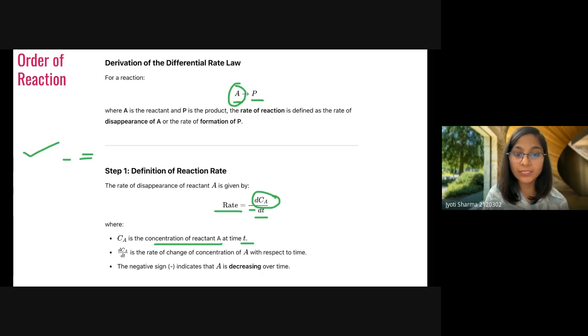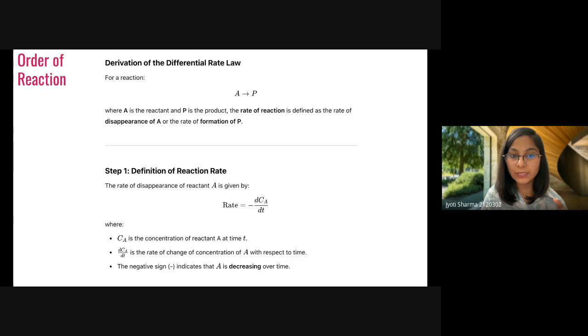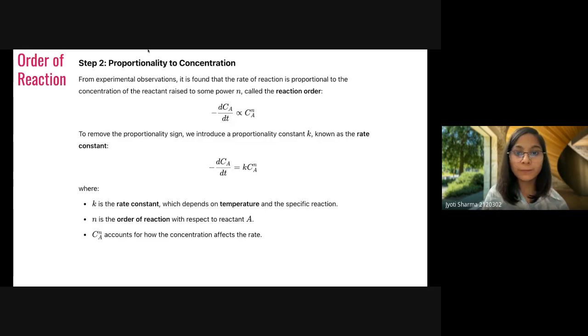dCA upon dt is the rate of change of concentration of A with respect to time, and the negative sign is showing us that A, the concentration of a reactant, is decreasing over time. So this is very much clear. Okay, so we had the first equation, this one. Then let's come to the next one.